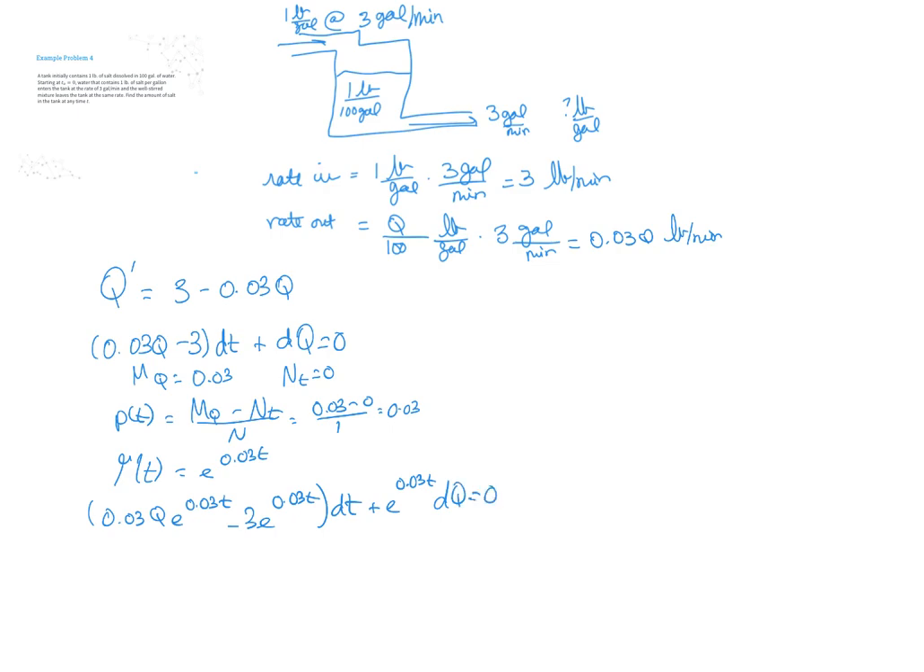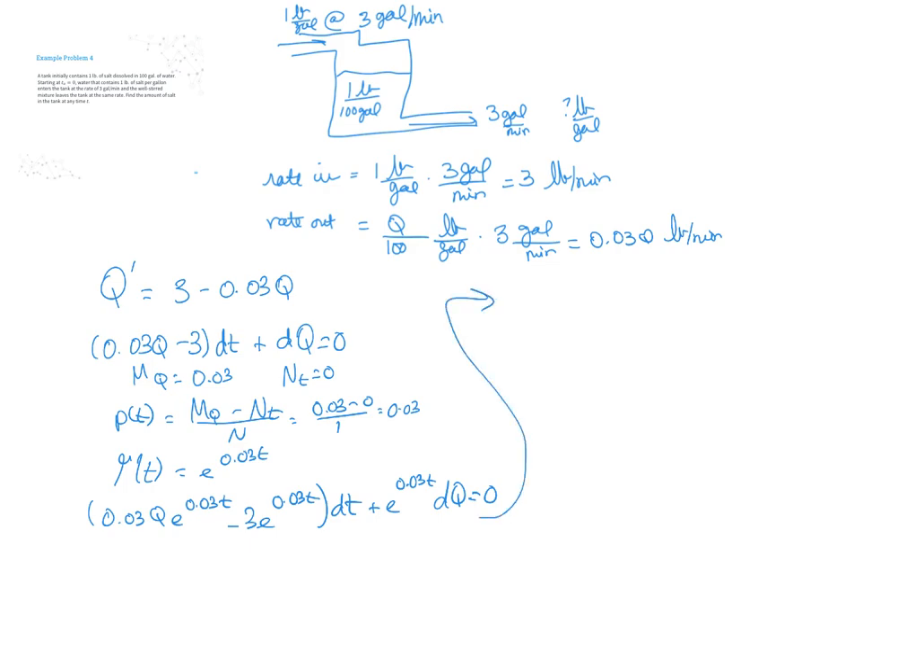And now we need to start integrating. And we can see that this is exact by taking the derivative with respect to q of M and the derivative with respect to t of N, and they would end up being the same thing. Because the derivative with respect to q of M would be 0.03 e to the 0.03t. The derivative of N with respect to t now would be 0.03 times e to the 0.03t. So we can now solve it as if it were an exact equation.